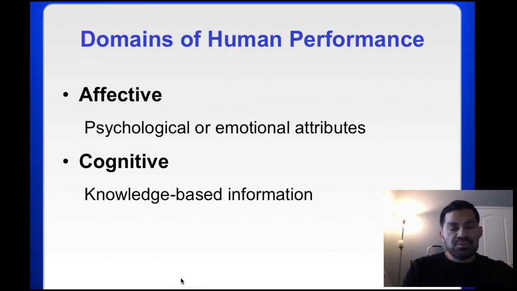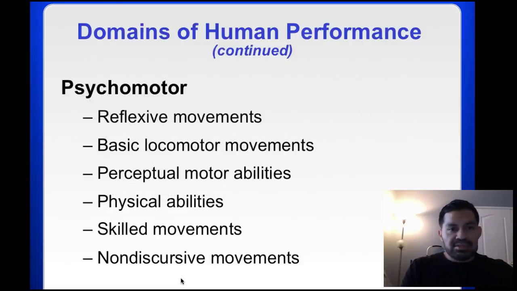Okay, so as we move on to domains of human performance, there are three major domains: affective, cognitive, and psychomotor. For our purposes, for students of human performance, we're mainly going to be concerned with psychomotor. And under psychomotor, we have reflexive movements, basic locomotor movements, perceptual motor abilities, physical abilities, skilled movements, and non-discursive movements. So as we go on through the class, the subjects that we're going to be reading about and that we're going to be testing are all mostly going to be under psychomotor.